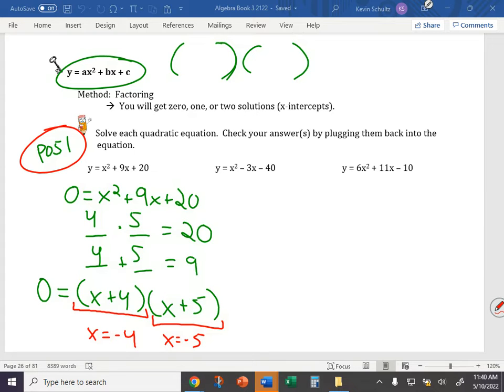Are we going to move on to the next one? I'll scroll up so that you can see a little better. We're good? Okay, all right.